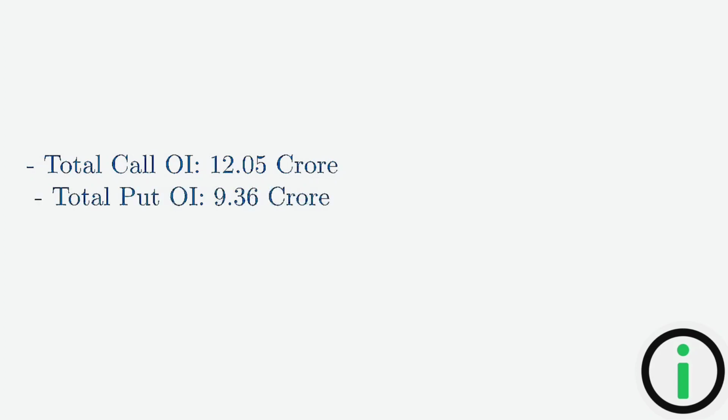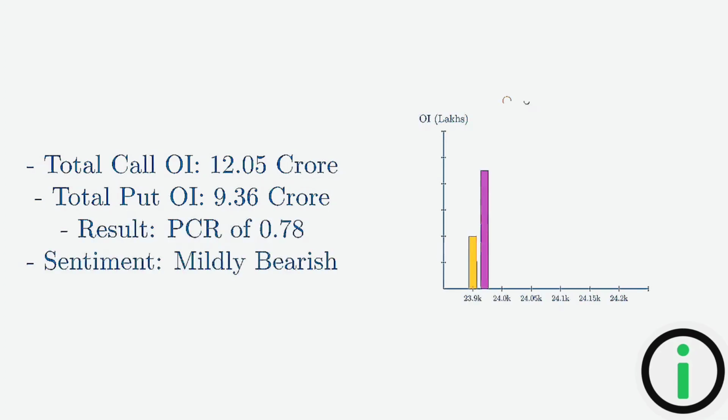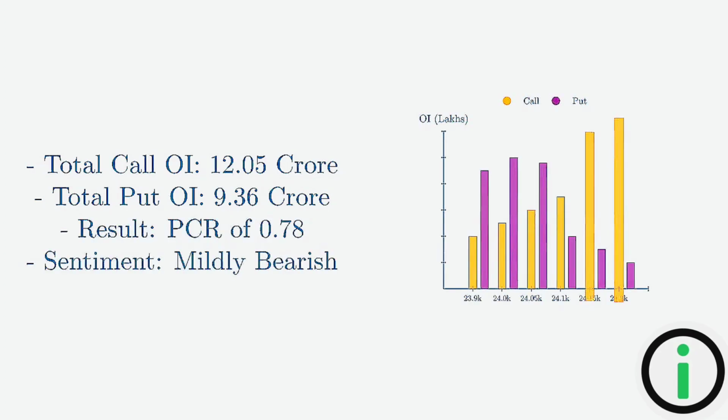Now, let's look at the underlying data that drives these price levels by examining the options open interest. The total call open interest stands at 12.05 crore against a put open interest of 9.36 crore. This gives us that put-call ratio of 0.78. Take a look at the bar graph. Notice the significant orange bars at the 24,150 and 24,200 strike prices. This represents heavy call writing.